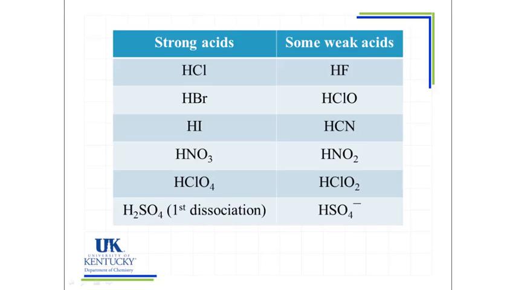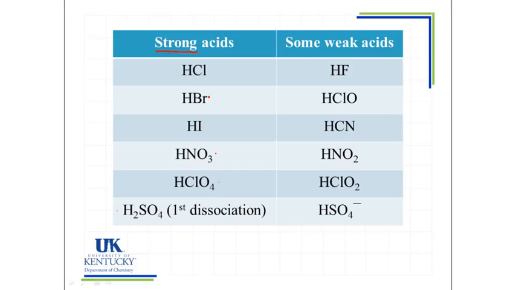When we look at strong acids and weak acids, we can actually classify them very easily. Notice that when we list the strong acids, we say the strong acids. There are actually 6 of them: hydrochloric, hydrobromic, hydroiodic, nitric, perchloric, and sulfuric. Notice that sulfuric has 2 H's or 2 protons. We're only referring to that first dissociation. It will completely dissociate. The second one will not.